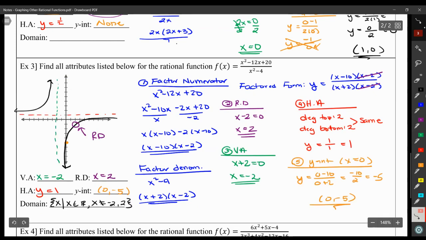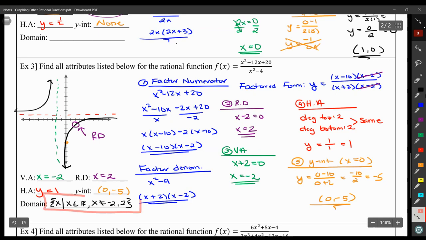And here's the sketch of the graph along with the domain. So we have our vertical asymptote, our horizontal asymptote, and then using our y-intercept, we have our graph should be in the bottom right and the top left. Now, the removable discontinuity will be right here at x equals 2.